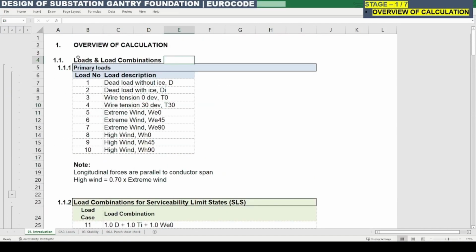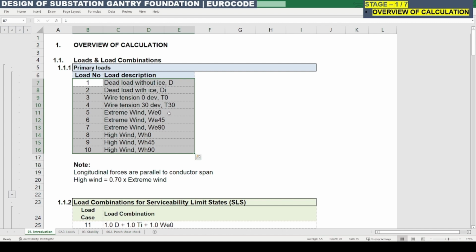So first, when talking about the loads and load combinations, there are three sets of loads we need to consider. One is the primary loads. In this primary load, this is the load list. The 10 primary loads we need to consider from the structure. That is dead load without ice, which we can consider as D, and dead load with ice is DI. Wire tension at 0 degree deviation we can consider as T0, and wire tension at maximum deviation of 30 degree we can consider as T30.